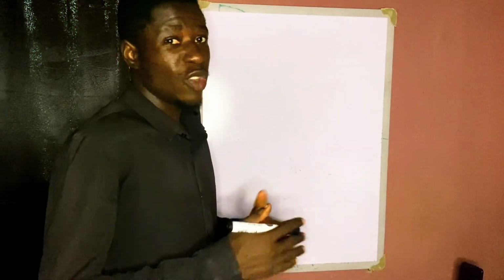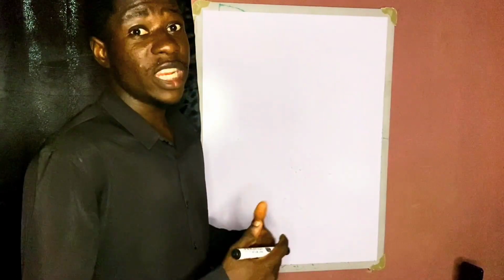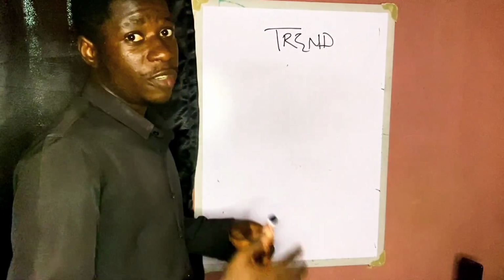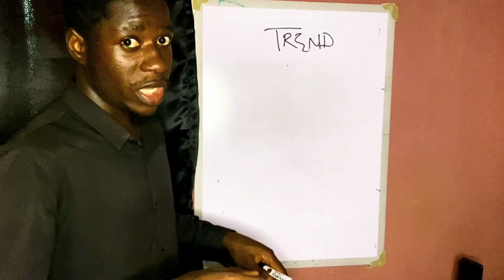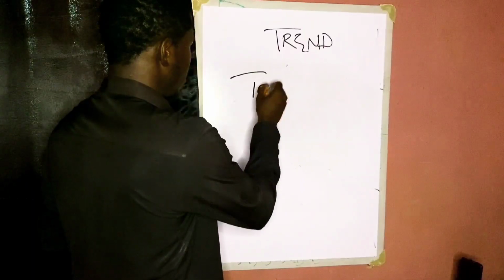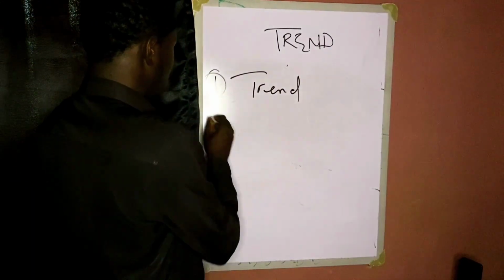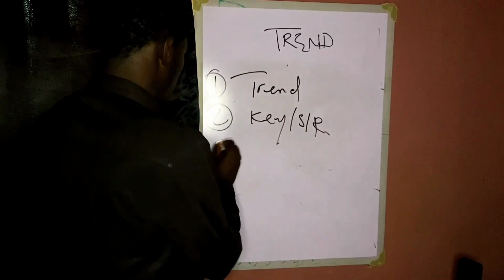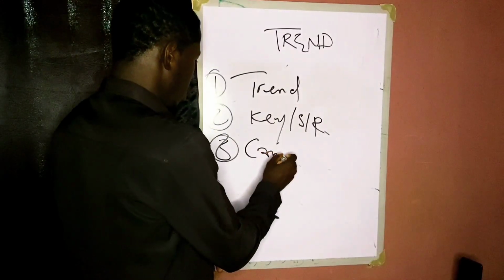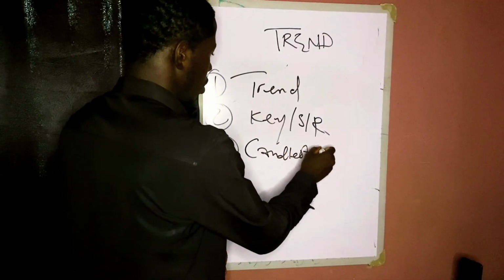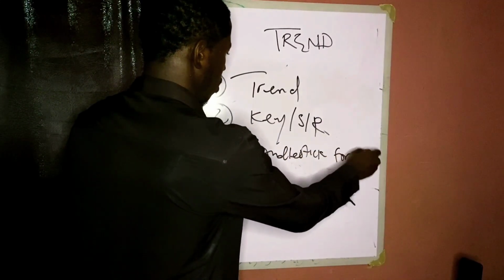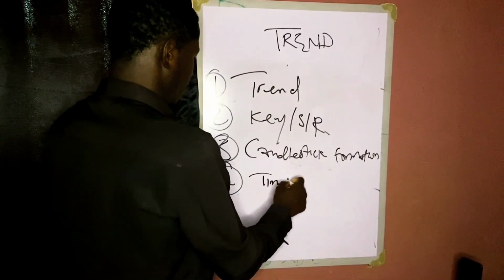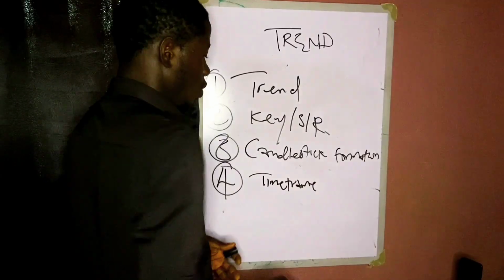Most traders fail because they overcomplicate trading. They always use too many indicators that don't give them any indication of market direction, right? My trading strategy focuses on just four main things only. Number one is the trend. The second is key level or S&R. The third is candlestick formation. The last is time frame, right? Take note of that.